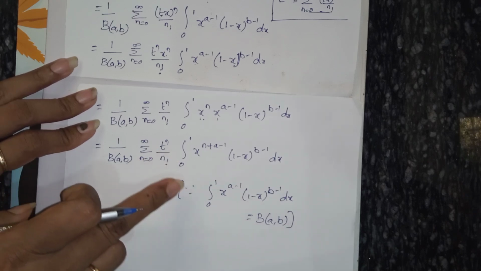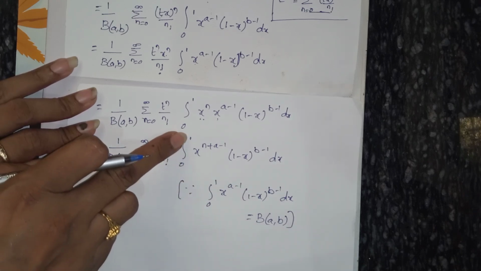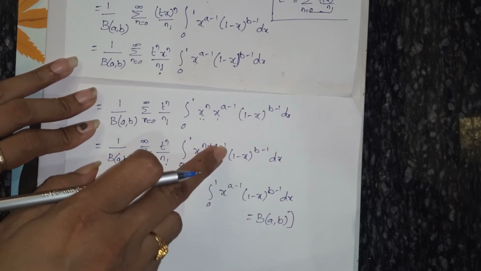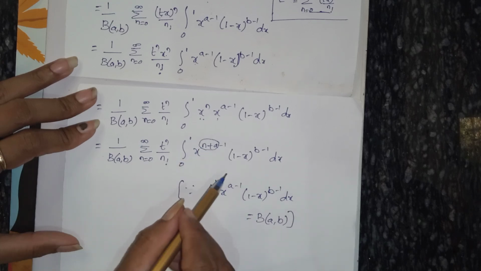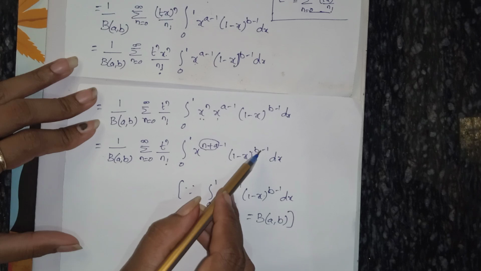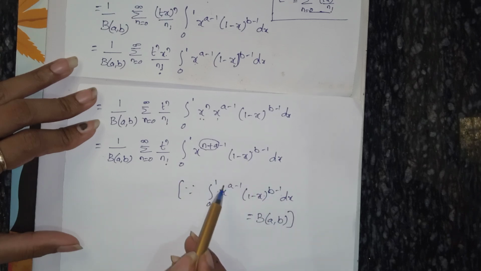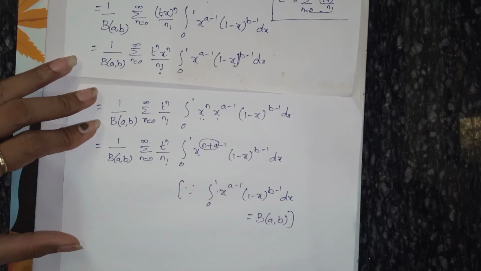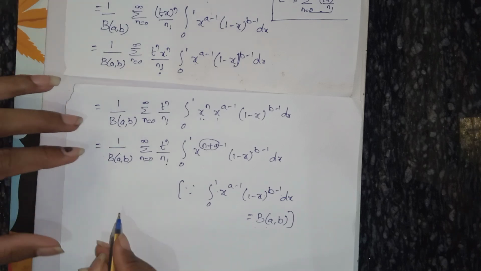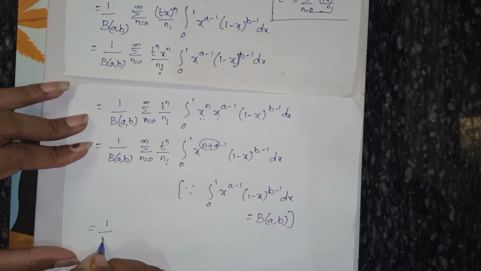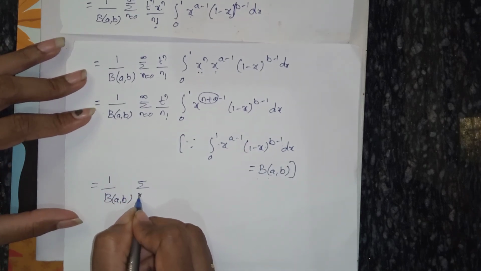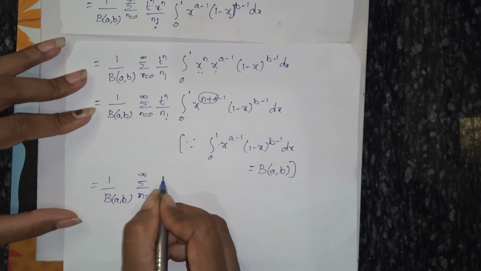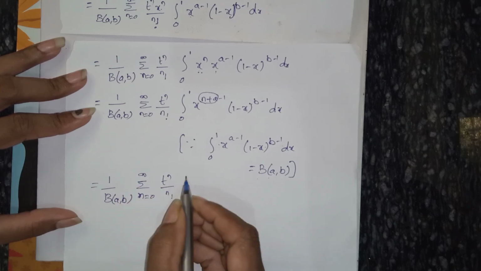See here, if we compare, integration 0 to 1, here also integration 0 to 1, x to the power of a minus 1, that means here this full term is called a. Then (1 minus x) to the power of b minus 1. So both are similar, so that's why we can write B(a, b), but in place of a, what do we have to write? A plus n we have to write. So 1 by B(a, b) summation n equals 0 to infinity t power n by n factorial.